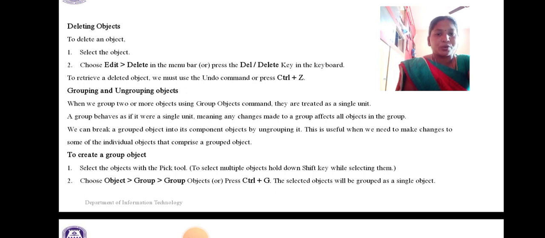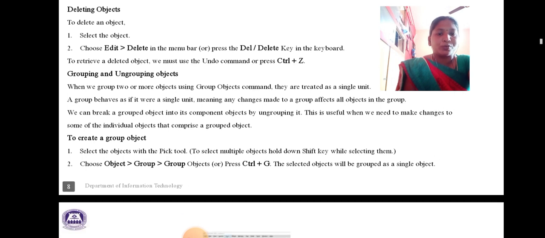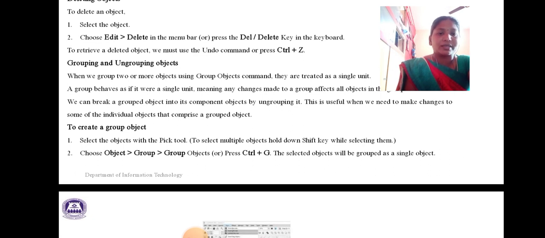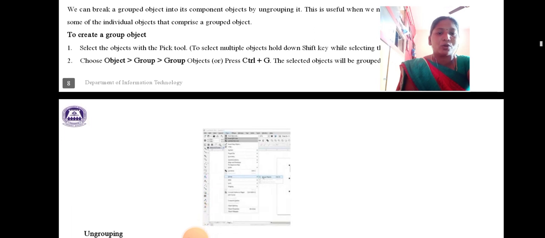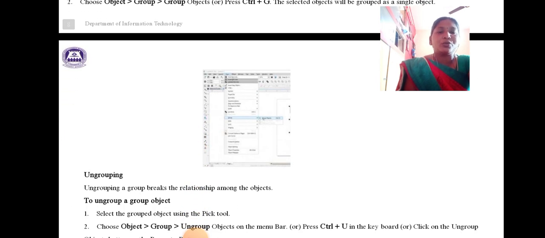To create a group object, select the objects with the pick tool. Choose Object, Group Objects, or press Ctrl plus G. The selected objects will be grouped into a single object. This is a method of grouping the objects.